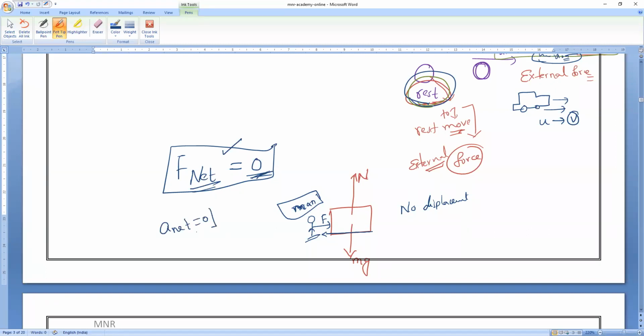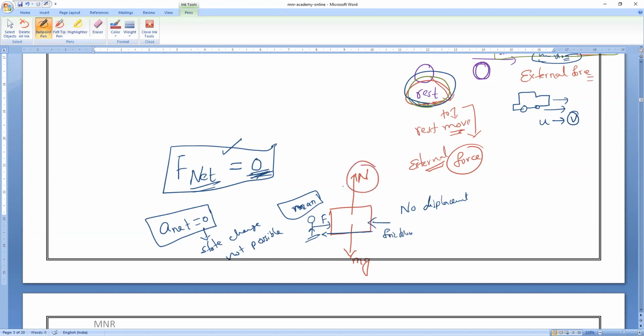Everybody, acceleration is also equal to 0. Why? Because state change is not possible. Do you all understand it? State change is not possible because, as you notice here, in this body totally 4 forces are acting, including the frictional force, but still there is no displacement in the body.